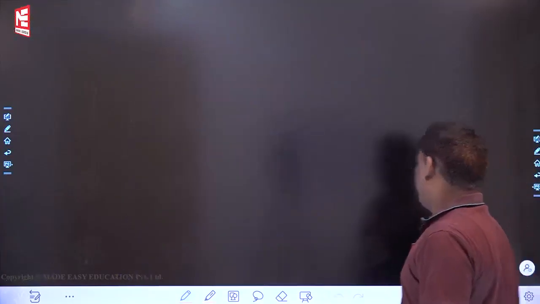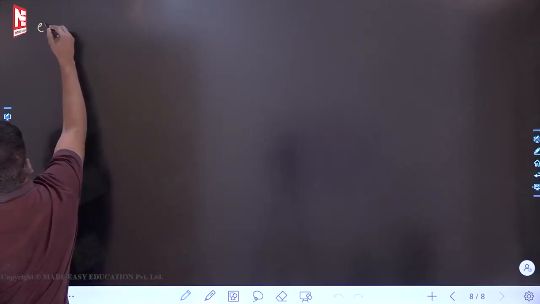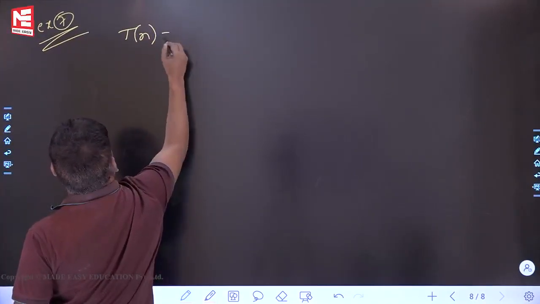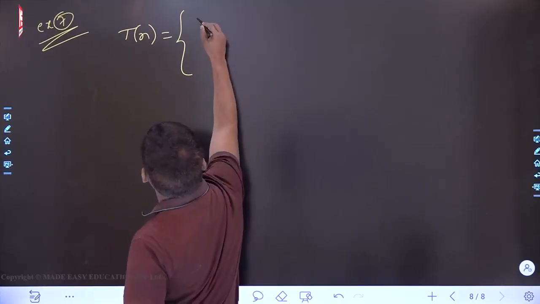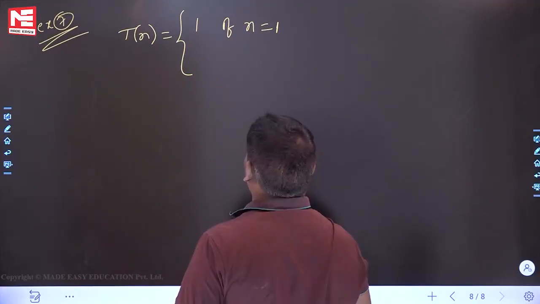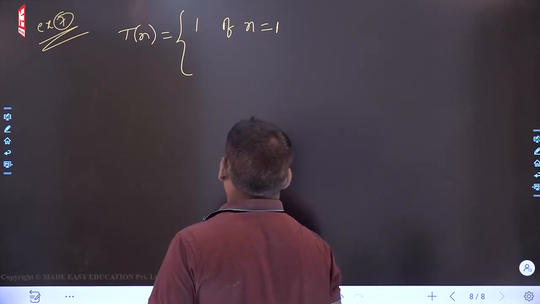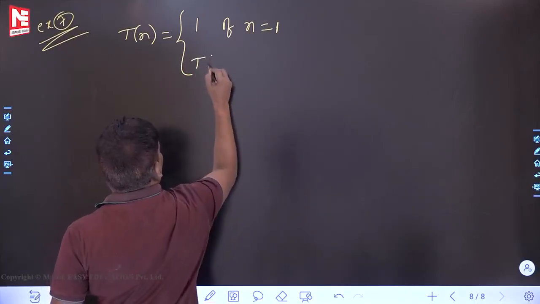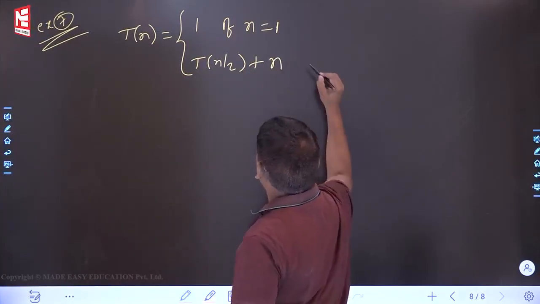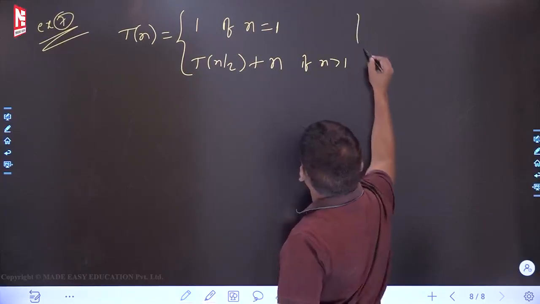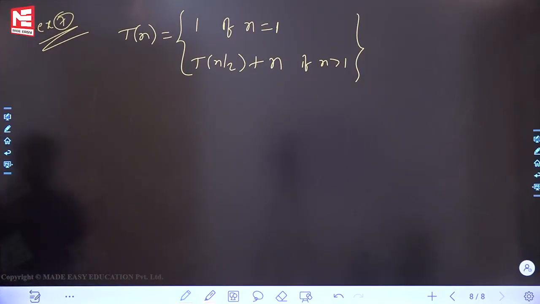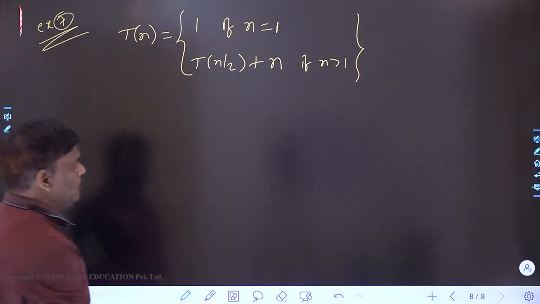Let's go to problem number 7. See this also. Tn is equal to 1 if n is equal to 1. Next one. Tn is equal to Tn by 2 plus n, if n greater than 1. This is the recurrence relation. Tn is equal to 1 if n is equal to 1. Otherwise, Tn is equal to Tn by 2 plus n if n greater than 1.